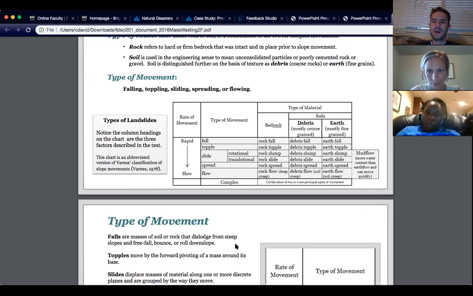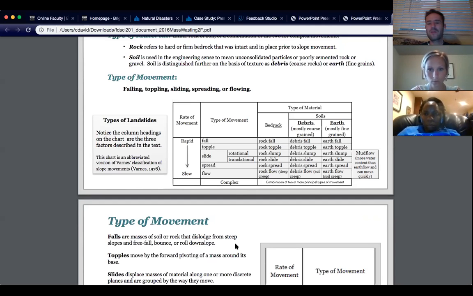A good example is the Latuya Bay case study that'll be posted. I don't know if it's posted yet, I haven't checked today, but that one's a rock fall where you've got rocks falling into a glacial bay, and so that's a very high speed thing.